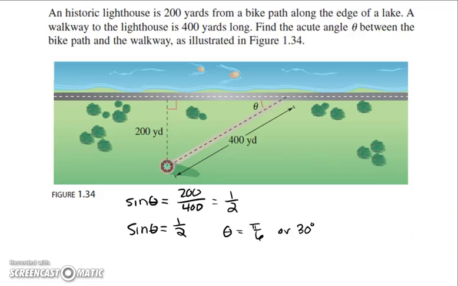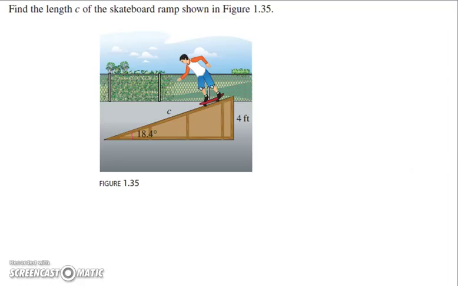So let's look at one where we need to find a side. Find the length c of the skateboard ramp shown in figure 1.35. Again, we have a right triangle. We have an angle here, and this time they're telling us it's 18.4 degrees. We again have the opposite side and the hypotenuse, so that tells us we're probably going to want to use sine. Sine of 18.4 degrees is equal to the opposite over the hypotenuse. We multiply by c, because that's what we're looking for, to get it out of our denominator.